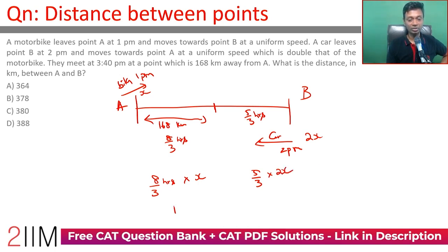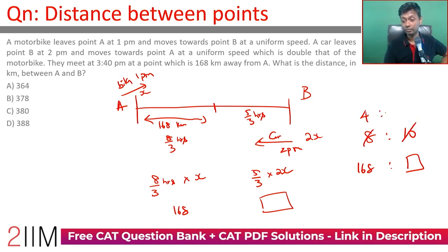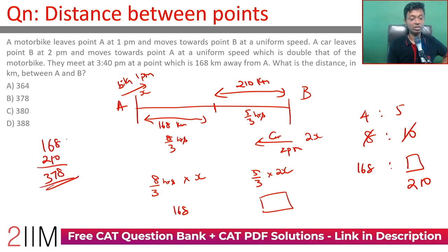8 by 3 into x is 168. What is 5 by 3 into 2x? This is what we are being asked. And so 8 by 3x, this is 10 by 3x. This is in the ratio 8:10. 8:10 is 168 is to what? Fine. So once we find this, we can find everything else after that. 8:10 is 4:5. This is 168. 168 by 4 is 42. 42 into 5 is 210. Or this is 168 kilometers. This is 210 kilometers. The total distance between A and B is 168 plus 210, which is 378 kilometers.